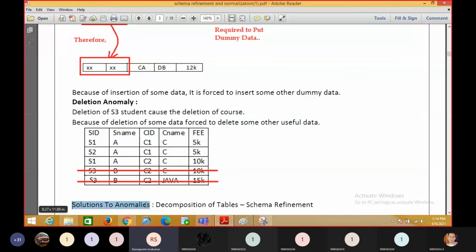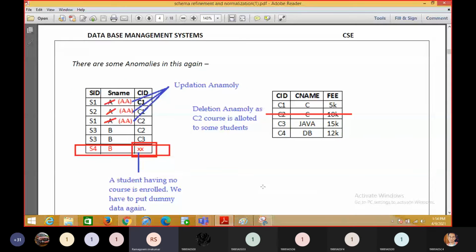The solution to this is what? Decomposition of the tables, that means schema refinement. We need to decompose it.